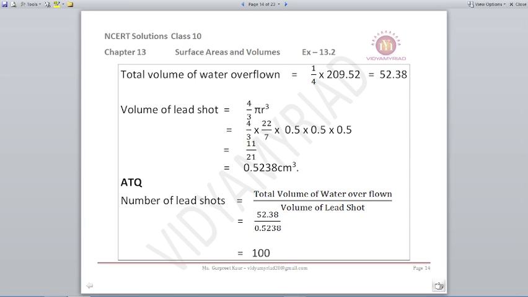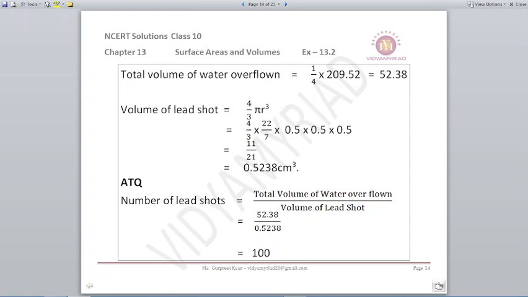But we are told that 1/4 of that water is flown out. So 1/4 of 209.52 when we do, we get 52.38. So this is the total volume of the water which is flown out whenever the lead shots are given. So let us find out the volume of the lead shot, which is in the form of a sphere, and volume of a sphere is 4 upon 3 pi r cube. We know the radius is 0.5. So 4 upon 3 into 22 by 7 into 0.5 into 0.5 into 0.5, we get it as 0.5238 centimeters cube. So using this information, we can find out the number of lead shots.